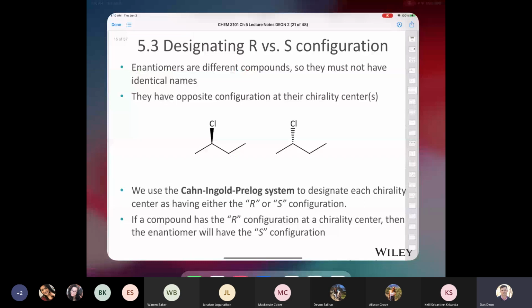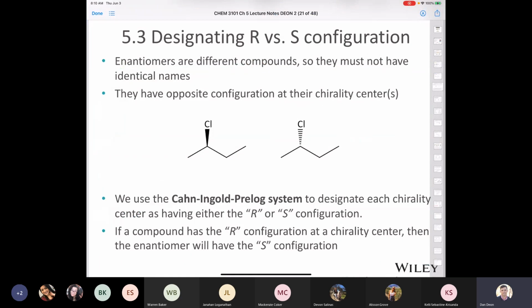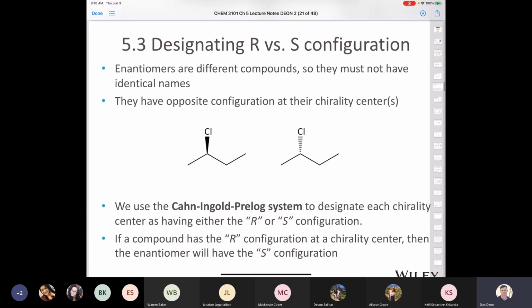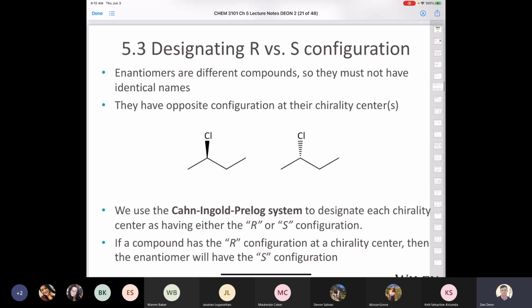Okay, Chemistry 3101. This is where we left off last time, designating R versus S configurations. So section 5.3. The concept we really left off on in the last class was the idea of enantiomers, right? We said non-superimposable mirror images, like your right hand and your left hand. If you put them up, they're mirror images. However, they are not superimposable, right? You can't put your left hand in a right-handed glove.